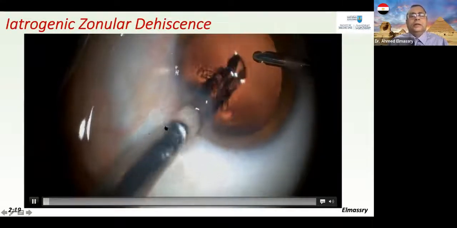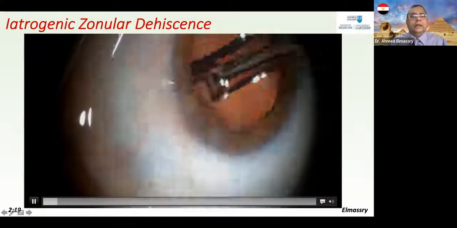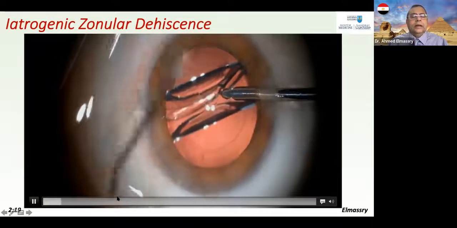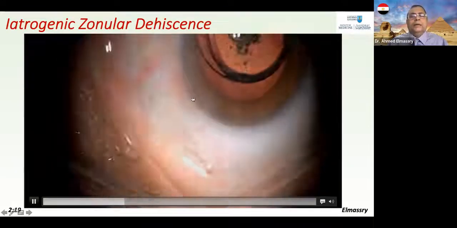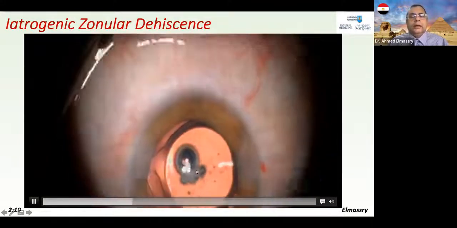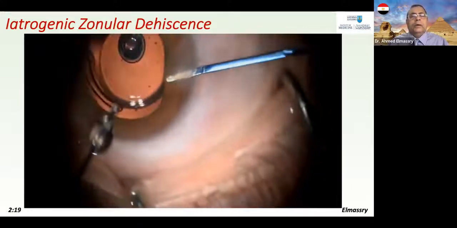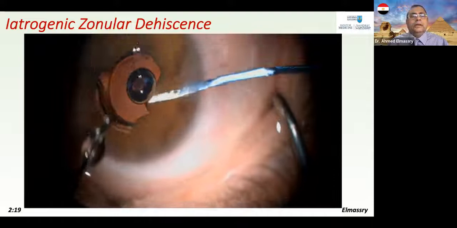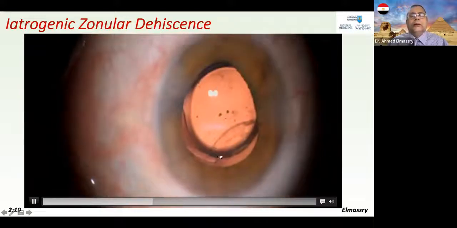Iatrogenic zonular dehiscence. This patient, after insertion of the IOL, was straightforward, and the IOL is in the bag. It's at the last seconds of the surgery. Nothing but part of the haptic is outside. The patient started to move vigorously. He was coughing. The anesthesiologist asked me to wait, but I didn't wait, and see what happened while trying just to put the haptic inside, and I got the whole part of the capsule, the upper part.